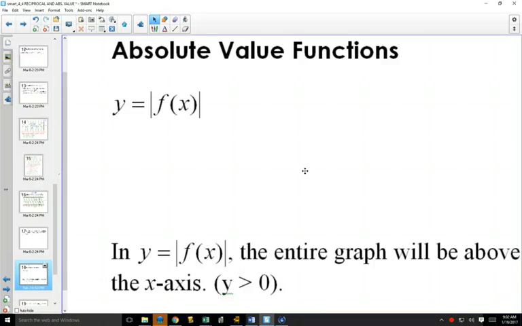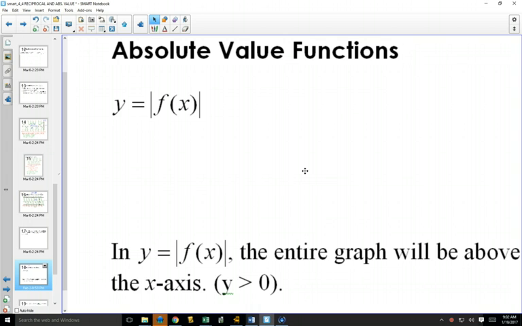So the last special transformation that we're going to look at is absolute value functions. If you know how to graph the inside, so you graph f of x first, what happens when we do the absolute value of it? Well, what does the absolute value do? What's the absolute value of 5? 5. What's the absolute value of 7? 7. What's the absolute value of negative 2? 2. So the absolute value, all it does is make everything positive.